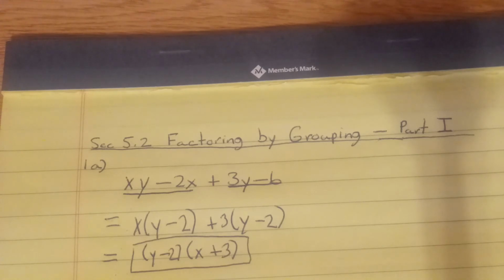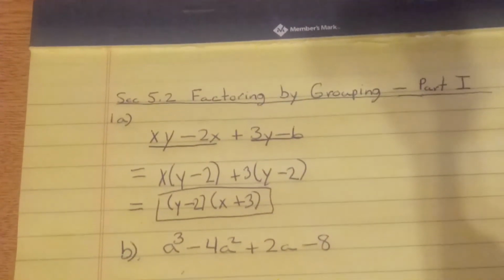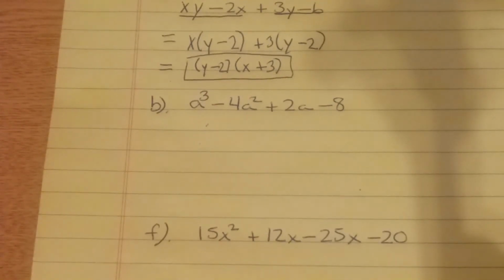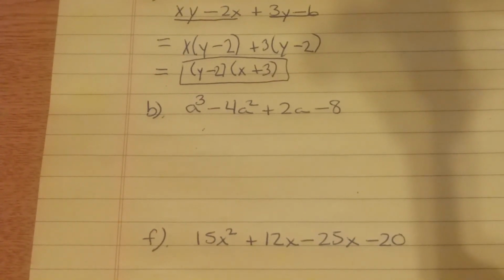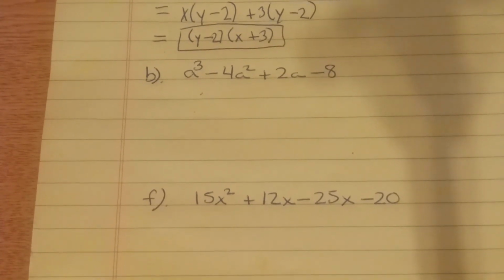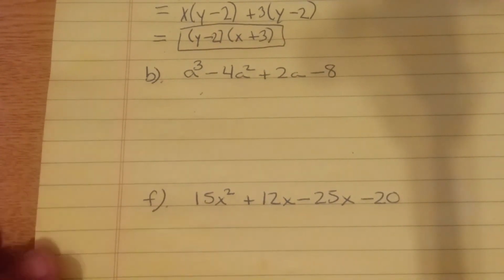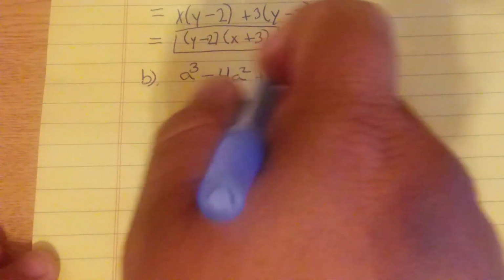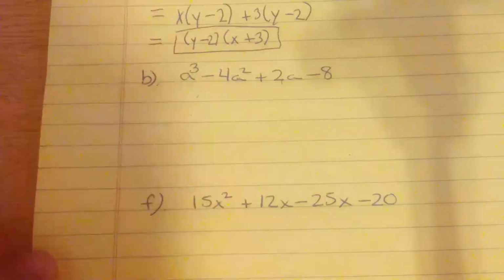Let's take a look at another example. If we take a look at B right there, it says a to the third minus 4a squared plus 2a minus 8. Once again, like I stated before, you really don't have any GCF in common in all of them, especially the number or the variable. These 3 have a's, but this one doesn't. So we're going to group them. We're going to group the first pair, and we're going to group the last pair.